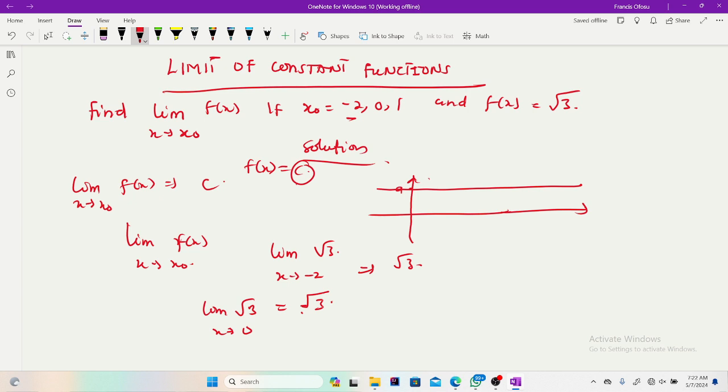So this is just a quick video for me to explain the concept of limits of constant functions. Take note. A constant function always gives a constant output, and the limit of a constant function is always the constant.